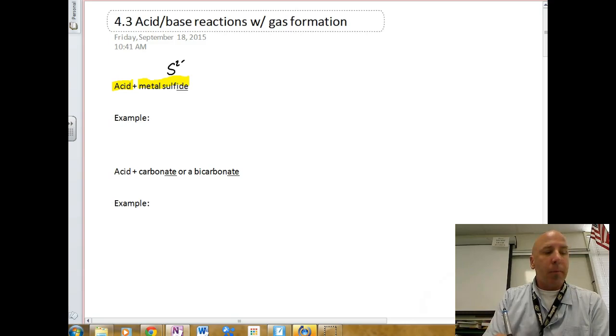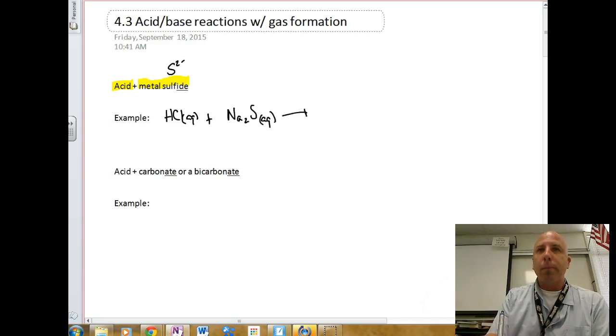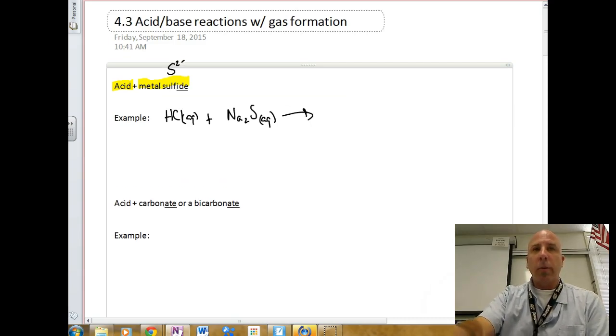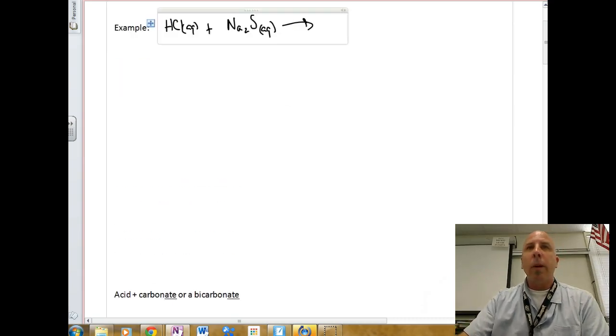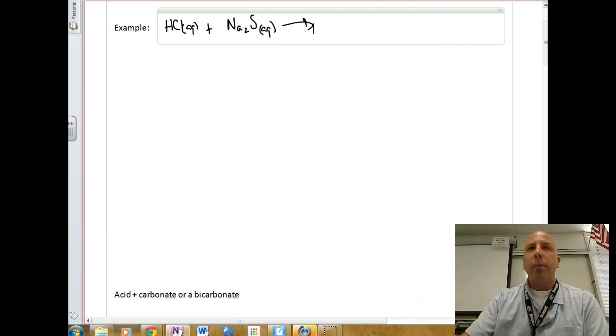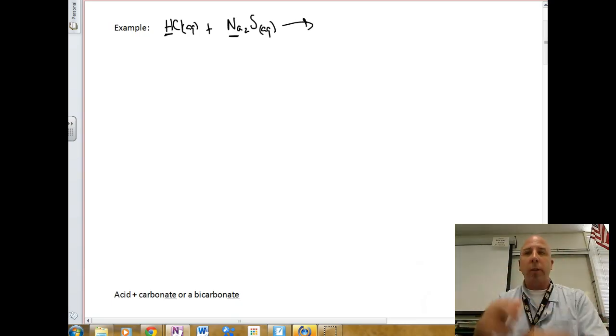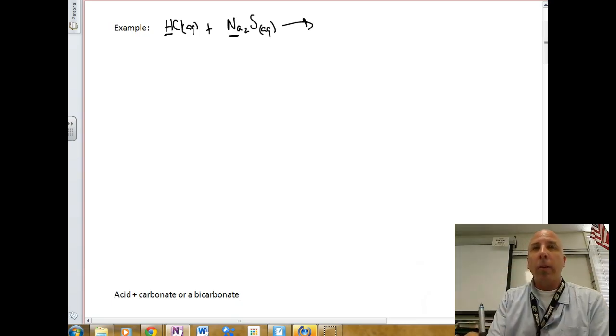Let's take some hydrochloric acid solution, and let's react it with some sodium sulfide. And we'll make this a solution as well. Okay, so essentially what we're going to do here, I'm going to scroll this down a little bit to give myself some more room, is we are going to have a double replacement reaction occurring. So we have the hydrogen and the sodium switching spots.